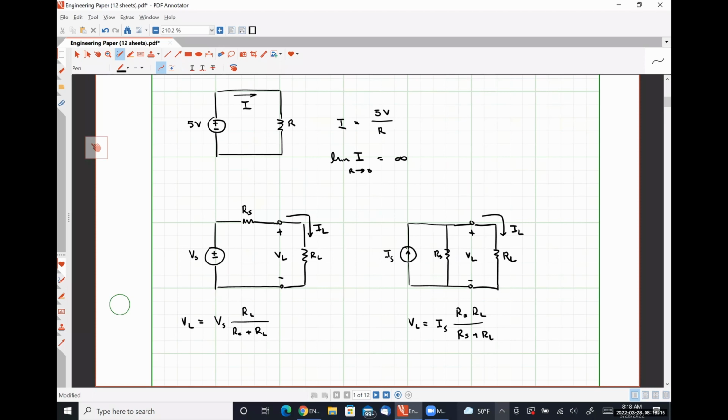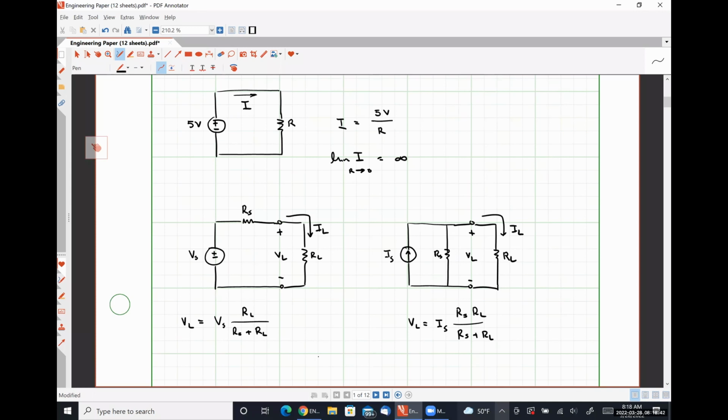But we can see that under a very specific condition, the voltage drop over our resistor RL will be the same. Can anybody tell me what that condition is? What makes these two things equal? Exactly right.